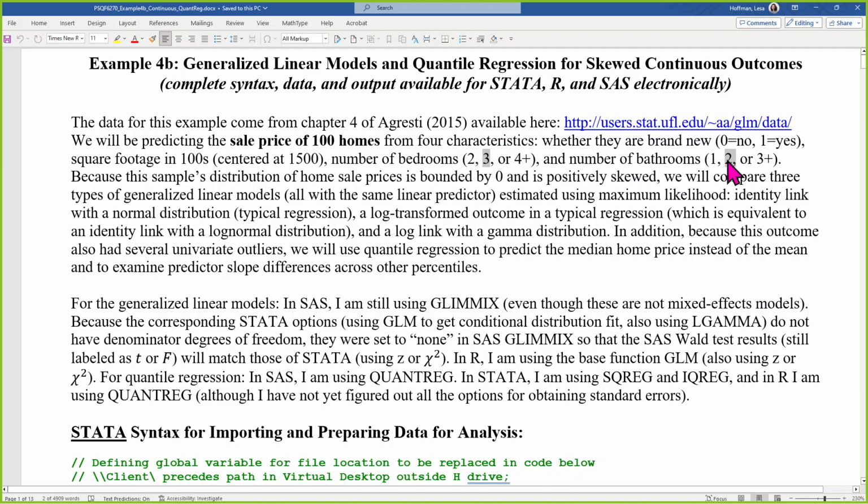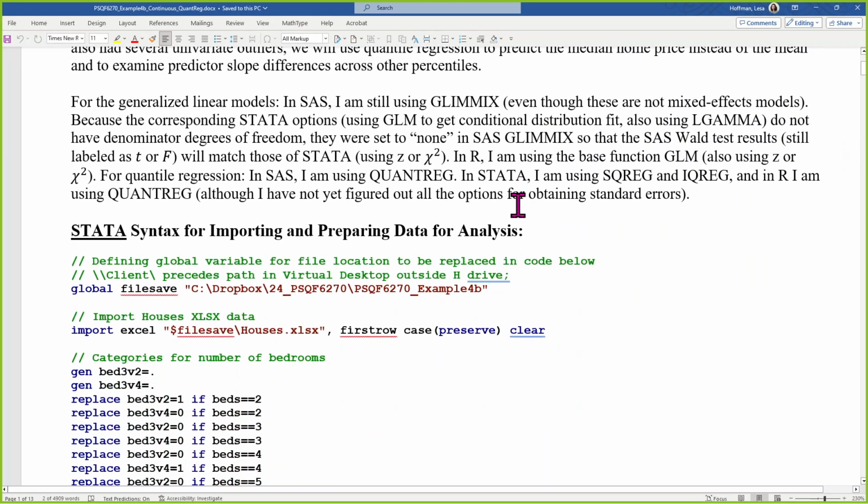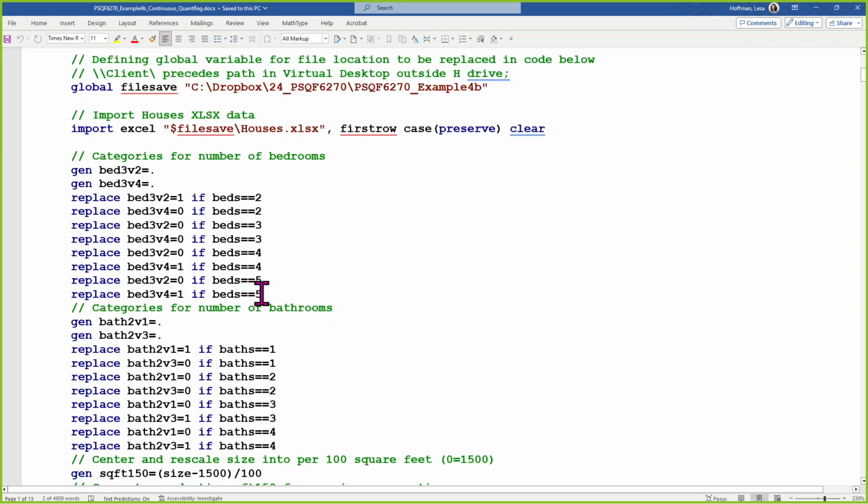Same thing with 2 bathrooms as my reference. I want to know what happens if I only have 1 or 3 or more. So my reference house has 3 bedrooms, 2 bathrooms, and 1,500 square feet, and is not new construction. So the coding that I did accomplishes that.